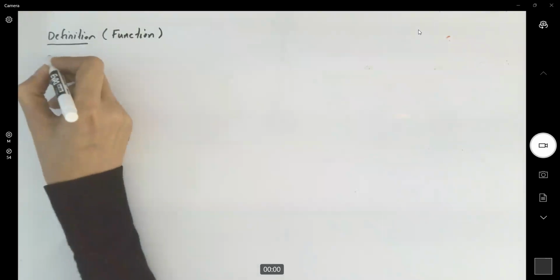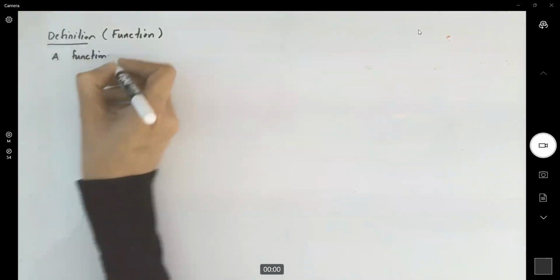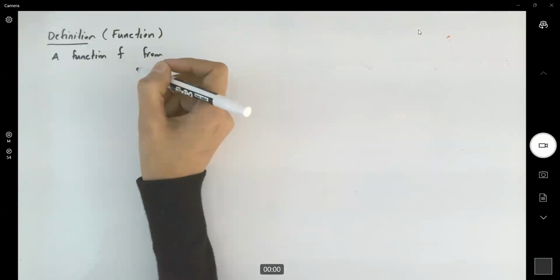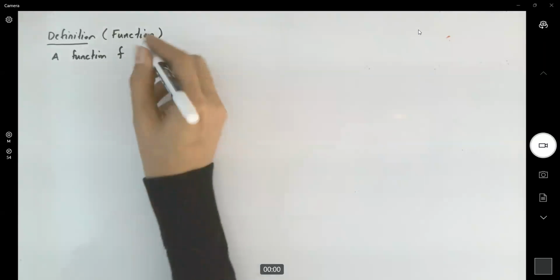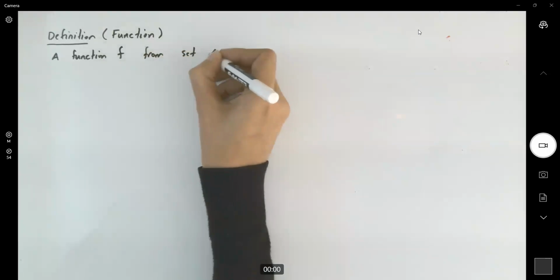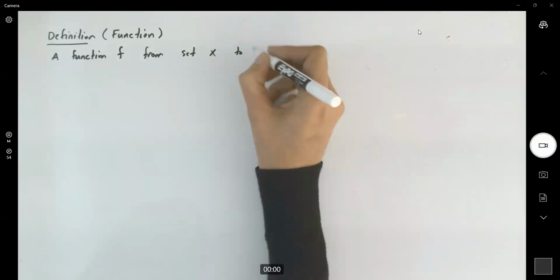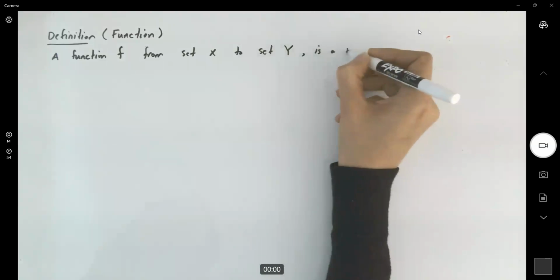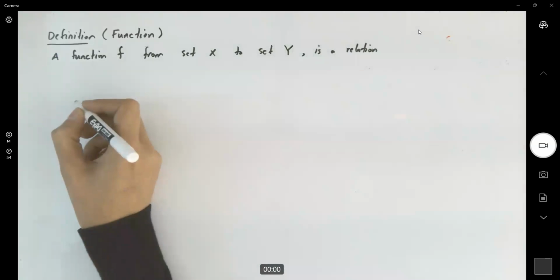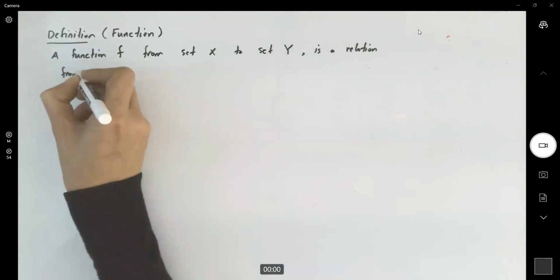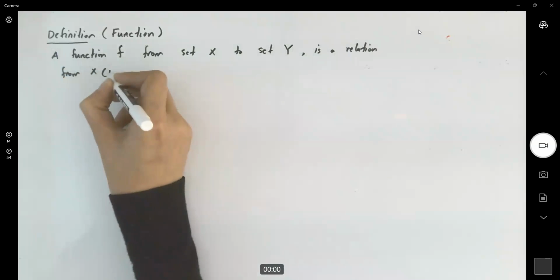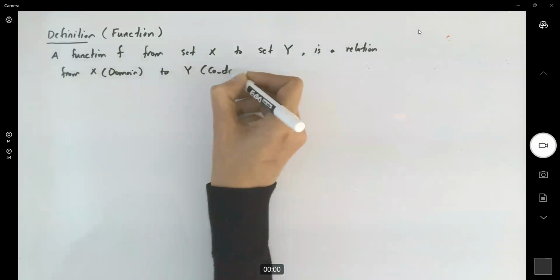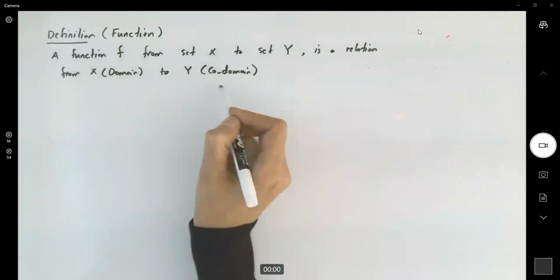Very good. A function like f from the very first set that we call the domain, from set X to the second set that we call the codomain, to set Y, is a relation from X, which we call the domain again, to Y, which we call codomain. It's not yet the range, we call it the codomain.